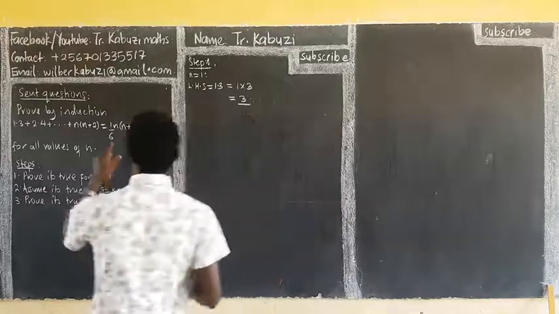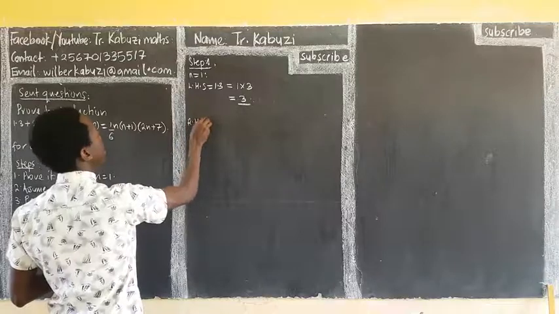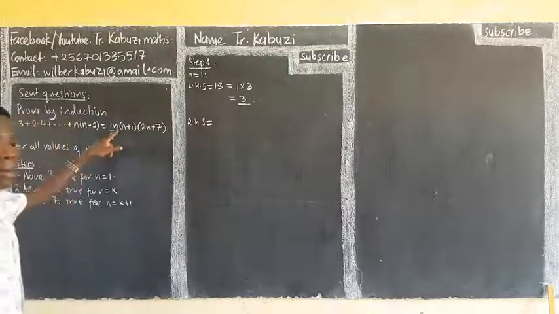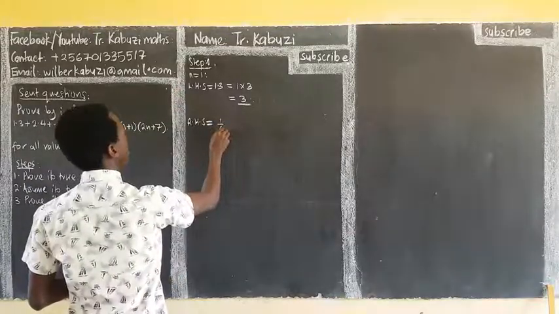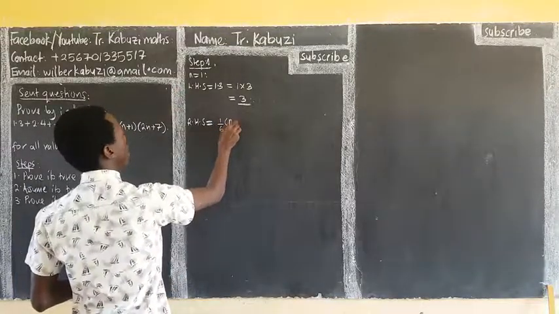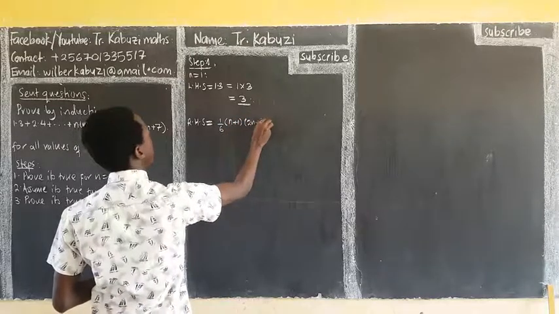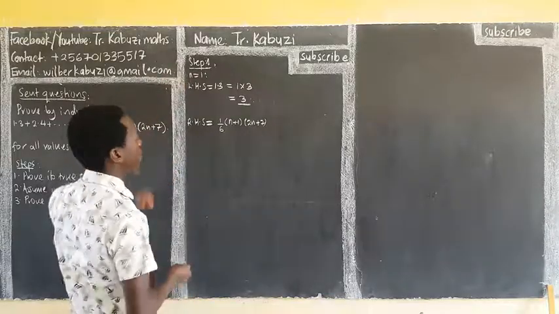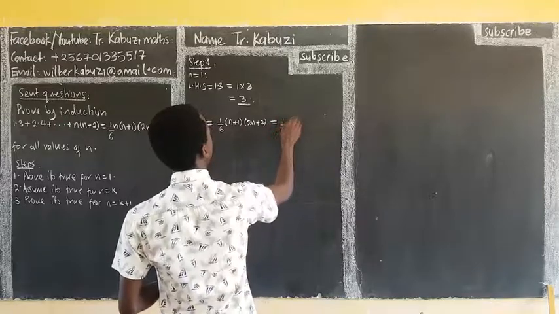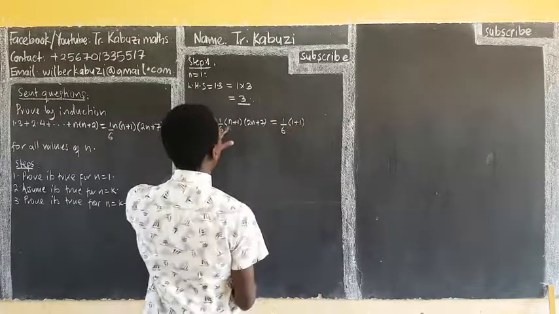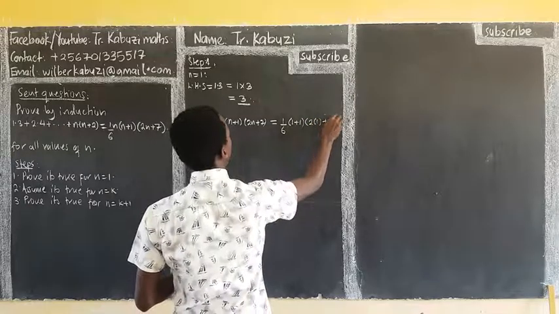Then I come to the right hand side. Now on the right hand side, we just substitute: where there is n, we put 1. So we have 1/6 into n plus 1 into 2n plus 7. When we put in a 1, we have 1/6 into 1 plus 1, then 2 into 1, then plus 7.